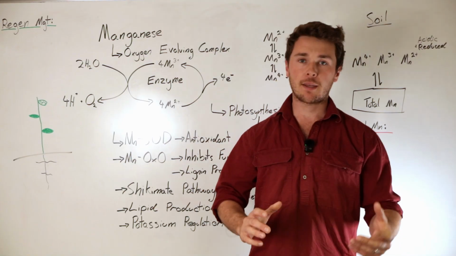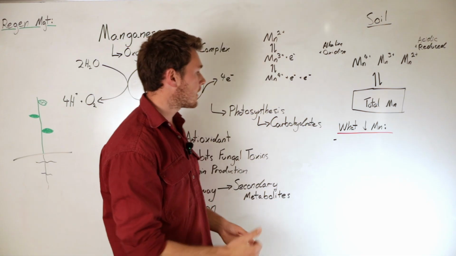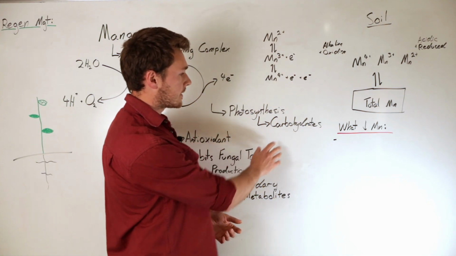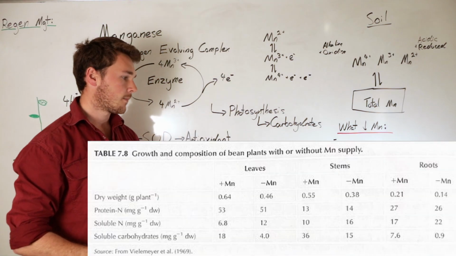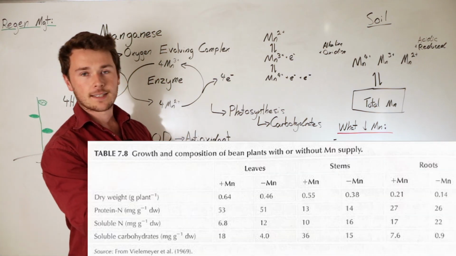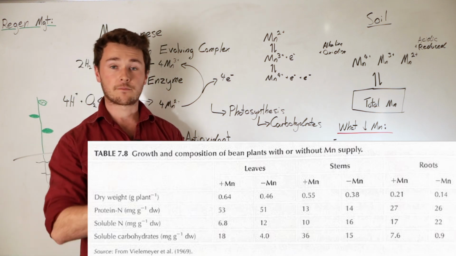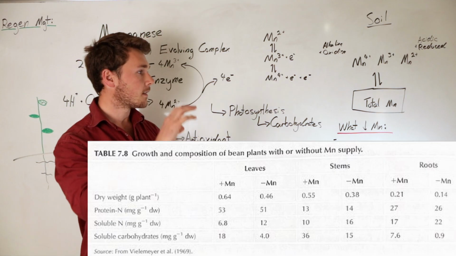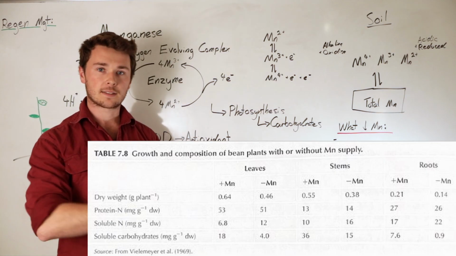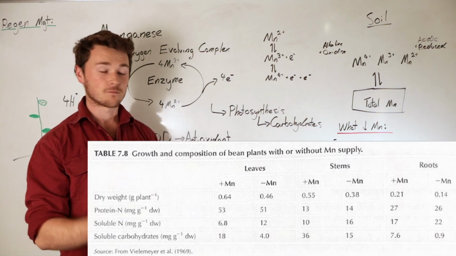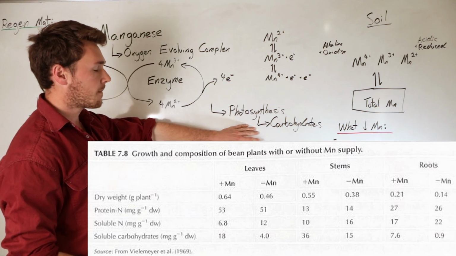And so I mentioned that one of the most important functions of manganese is in the production of carbohydrates, and really everything flows on from that. You'll see in this study here, they looked at manganese deficient plants and sufficient plants, and what they found is that you basically get a 4x increase in the soluble carbohydrates in the leaves, a doubling in the stem, and a massive improvement in the roots. So super important we have manganese for that.